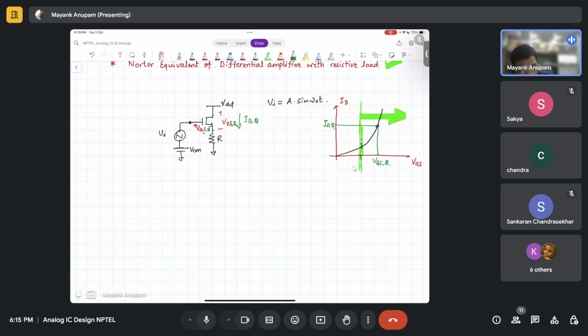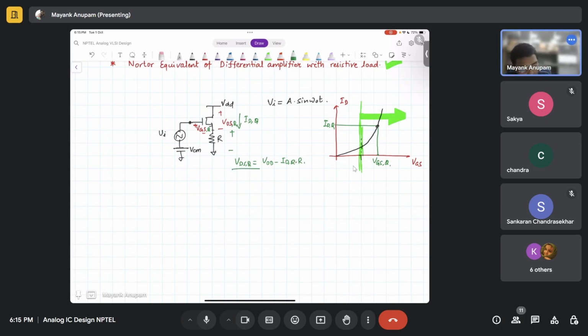Basically whatever drop will be here, there will be some drop here, right? So what will be VDSQ, by the way? This will be VDD minus IDQ times R. Yes, it is that only. Good. So this is what it is.